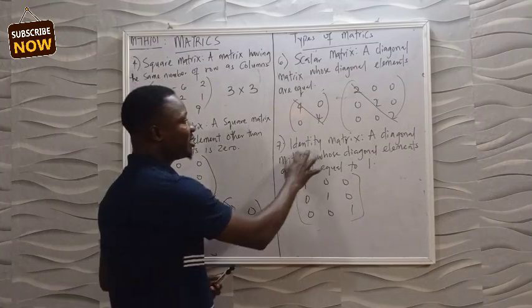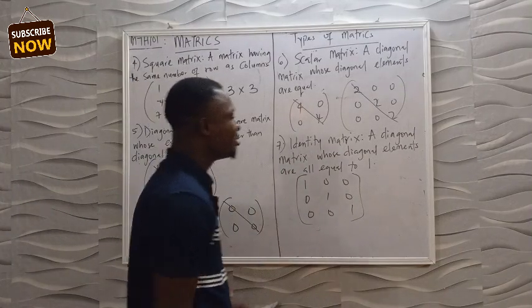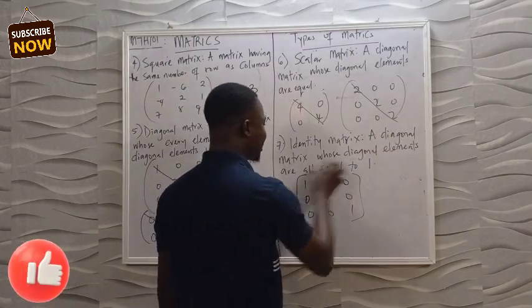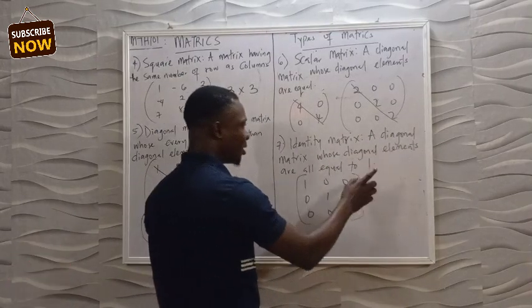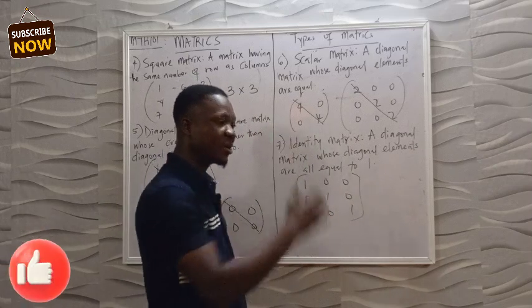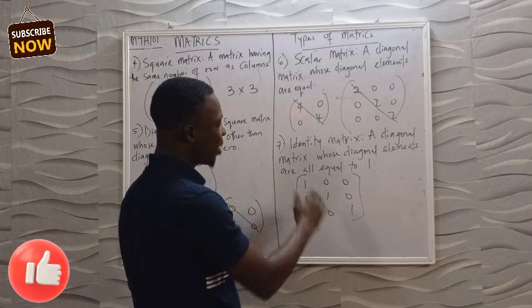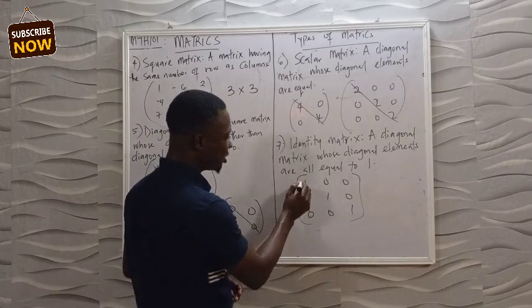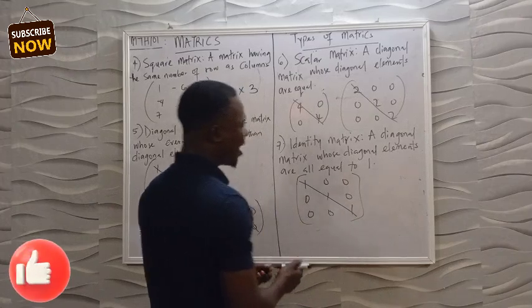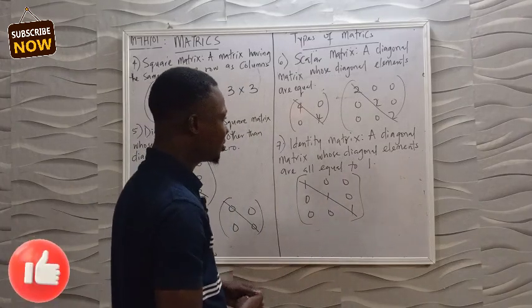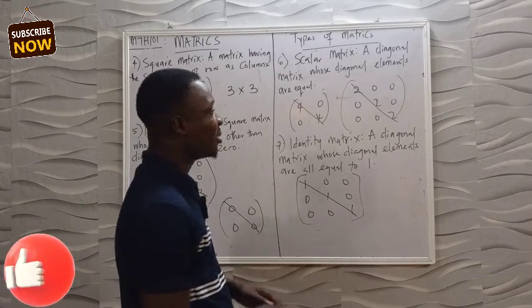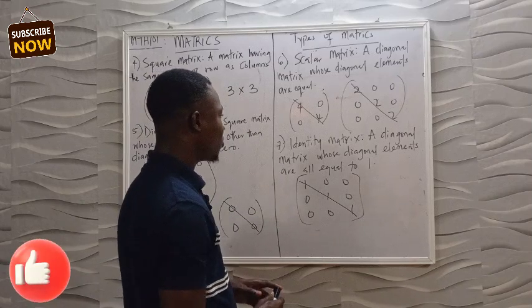And finally, we have the identity matrix. An identity matrix is a diagonal matrix whose diagonal elements are all equal to 1. The numbers found on the diagonal, when they are equal to 1, then it is called the identity matrix. So take a look at this. We have 1, 1, 1. So this is what we call an identity matrix. Of course, just as the name goes, identity. All the diagonals are equal to 1.